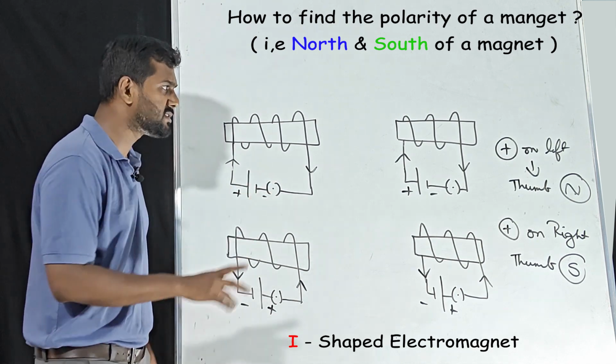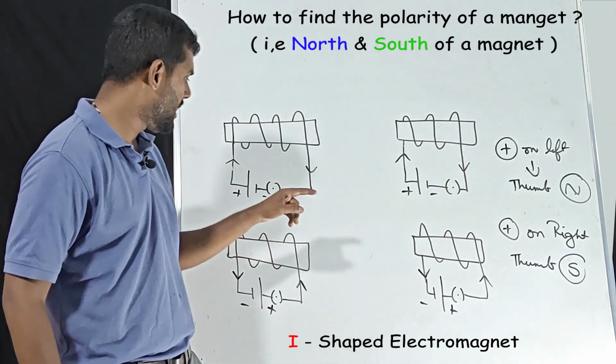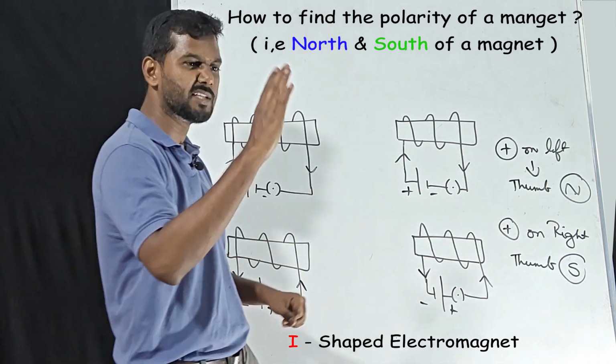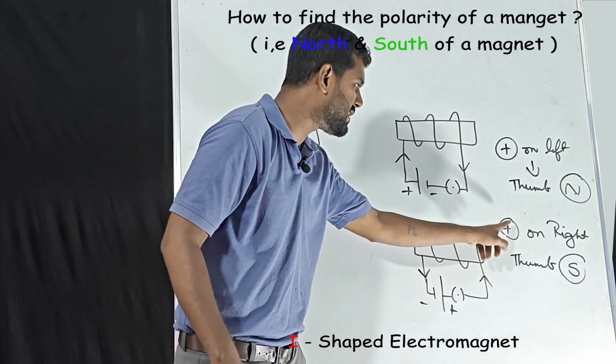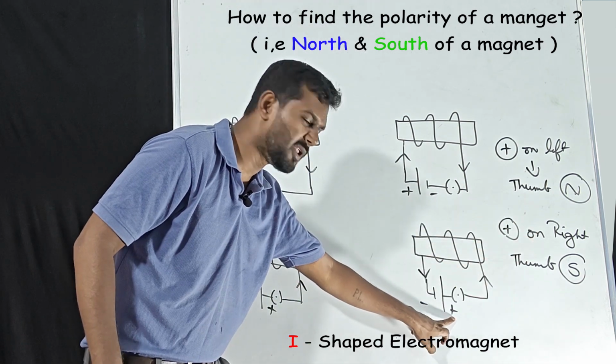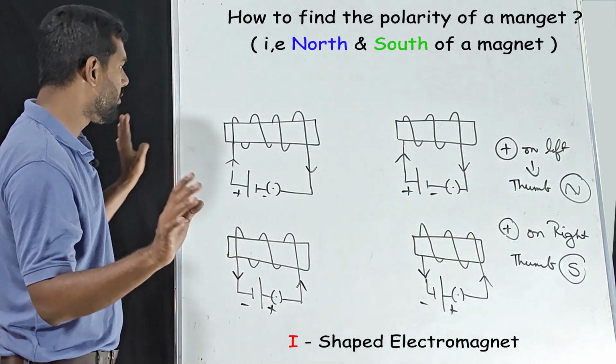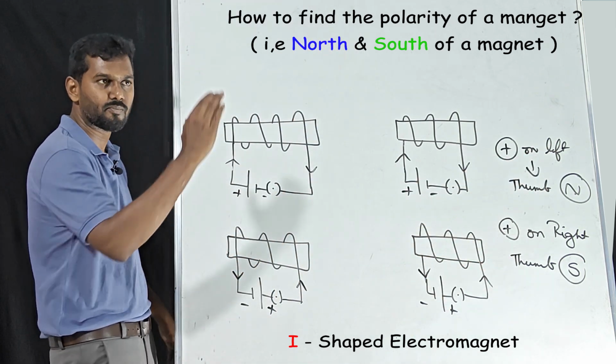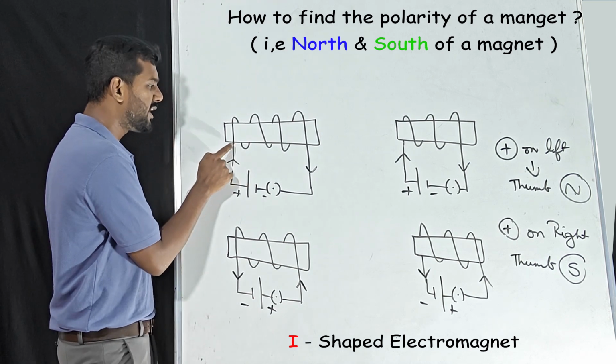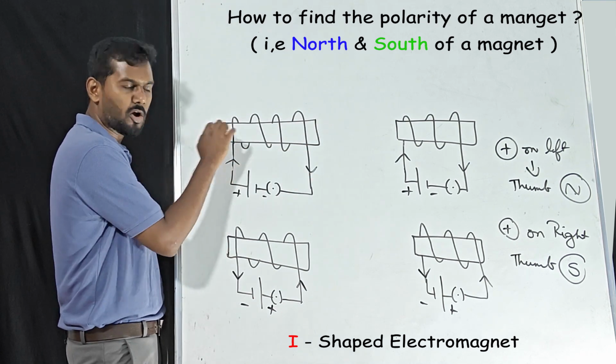Now listen, first: if the plus is on the left side, the thumb represents north. If the plus is on the right side, you see here the plus terminal is on the right side, so the thumb represents south. Now first thing is you have to hold it like this because the wire is above the bar, above the coil, correct?